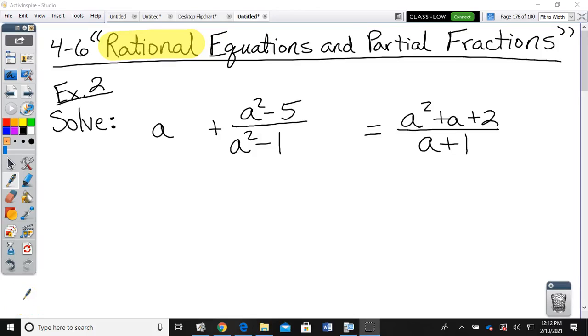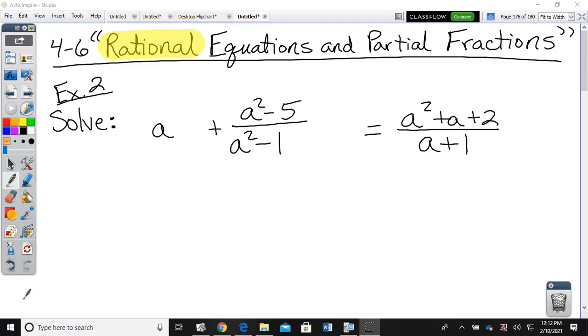Today we're doing lesson 4-6, rational equations and partial fractions. Now, again, I got rational highlighted because that means what? Ratio. Which means fractions. So anytime you see rational, we're going to be dealing with fractions, okay? So we're solving this fraction equation, rational equation.